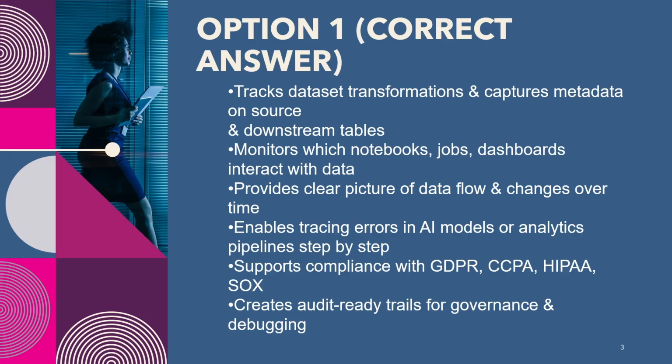Imagine you have a dataset feeding an AI model. If something goes wrong, like an unexpected result or a quality issue, you can trace it back step by step. You can see where the data originated, what transformations were applied, and what downstream reports or models it impacted.